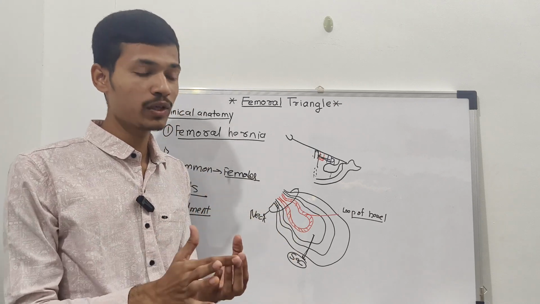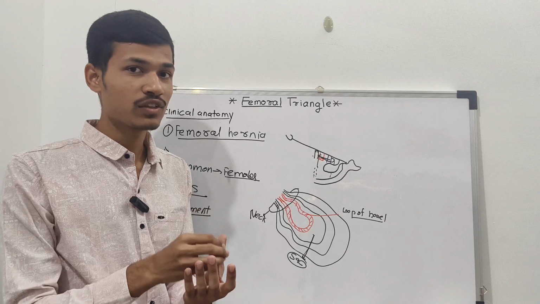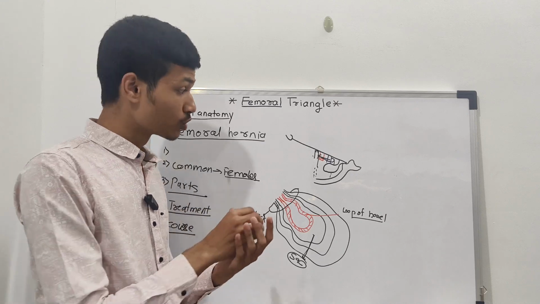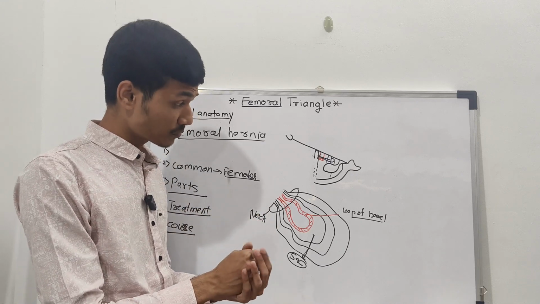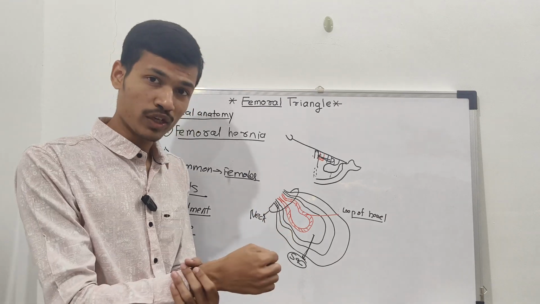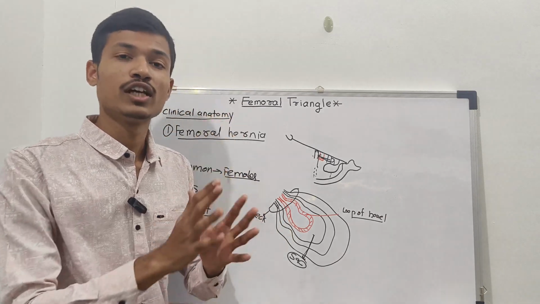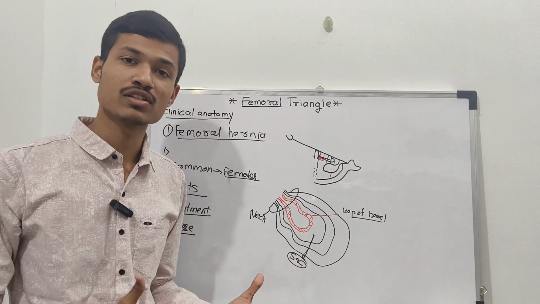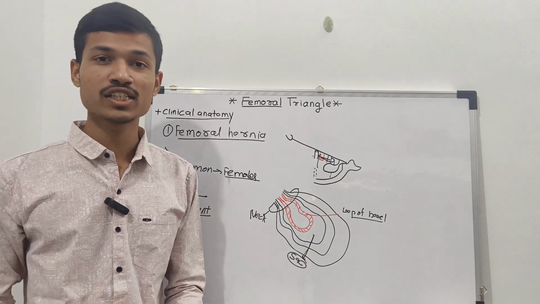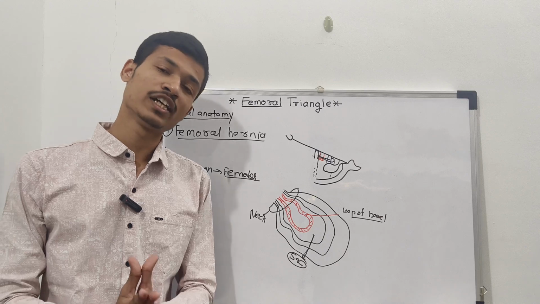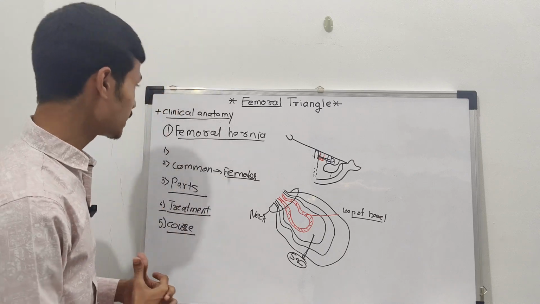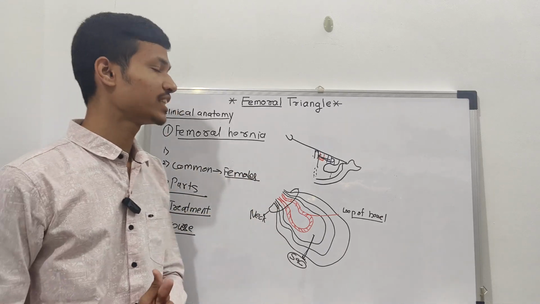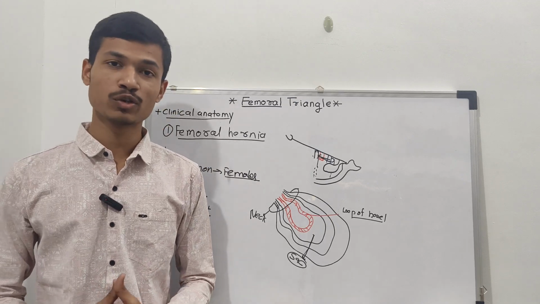I told you that this is the opening where the great saphenous vein drains. From that opening it goes forward and then goes upwards along with the superficial vessels, like the superficial epigastric vessels and superficial circumflex iliac vessels. So this is regarding the femoral hernia, the clinical anatomy regarding the femoral triangle.